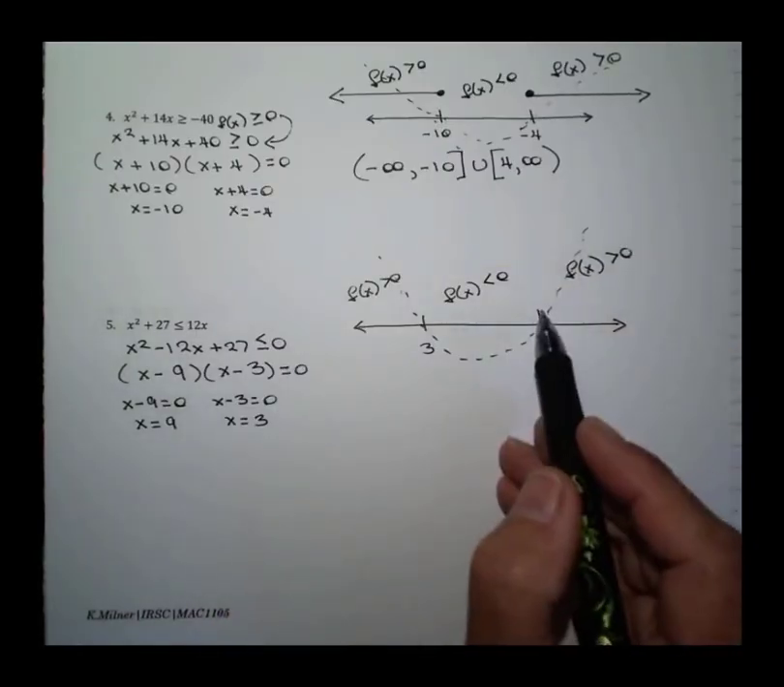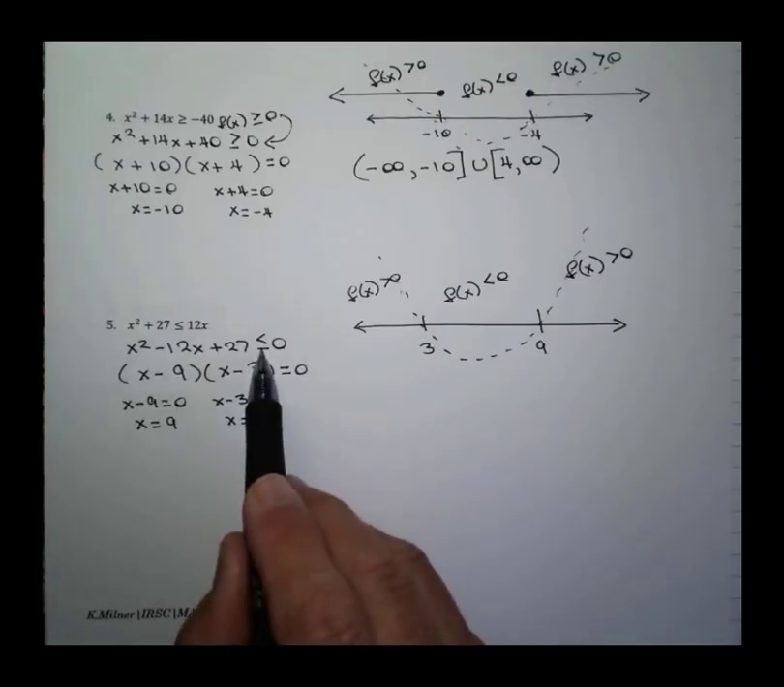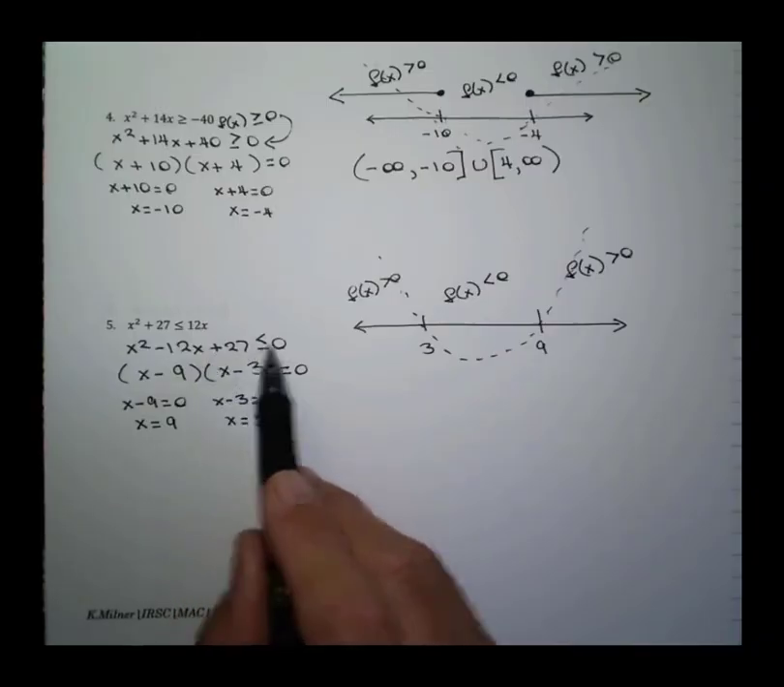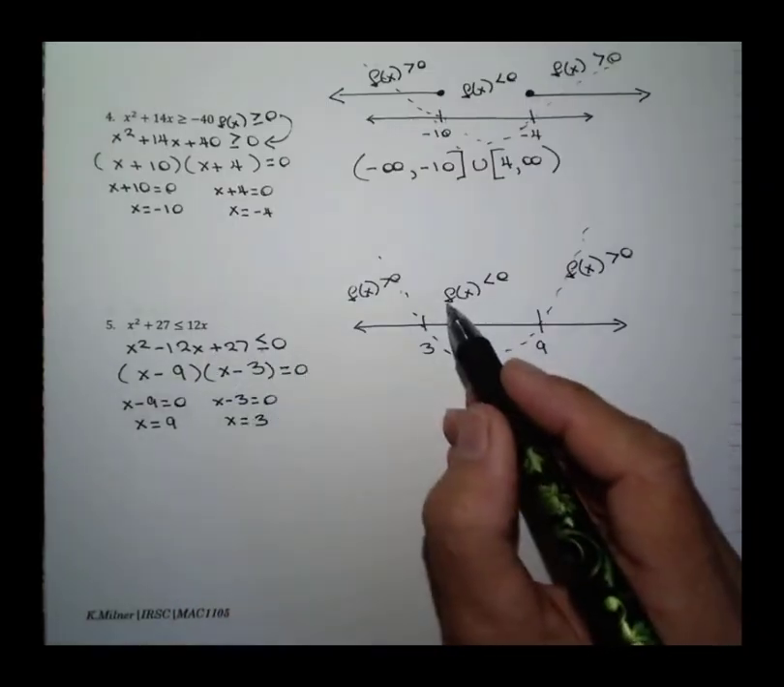The graph is looking for less than or equal to 0. The function, or the y values, f of x, less than or equal to 0. So they're looking for just this center part, right?